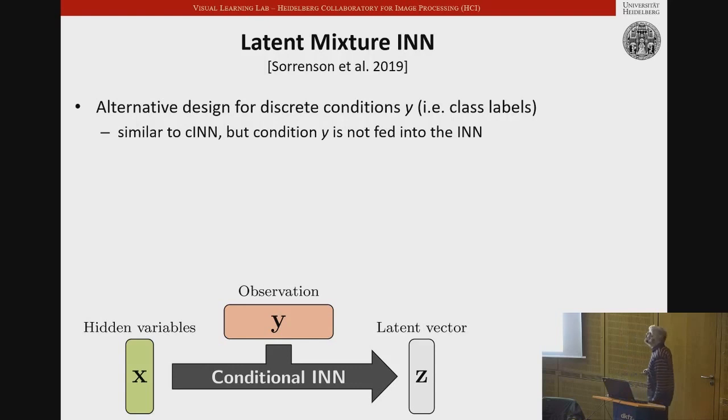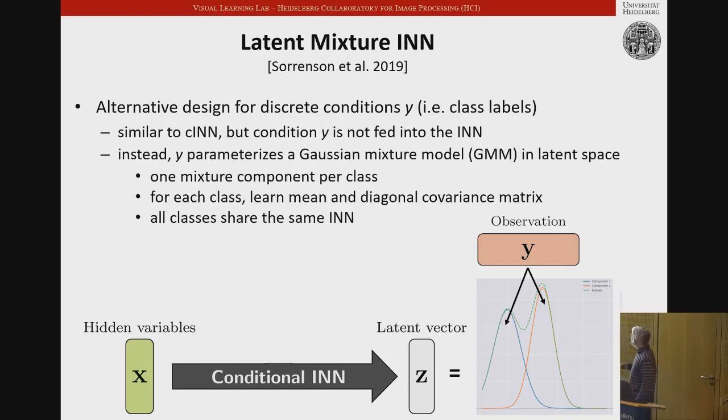So now the newest incarnation of the invertible neural network is what we call the Latent Mixture INN. So far we have seen the Conditional INN, where we map from X to Z, conditional on Y. And the mixture one gets rid of the Y, and the Y only works on the structure of the Z distribution. So Z is now no longer a normal distribution, but a Gaussian mixture model. And we have one mixture component per conditioning value.